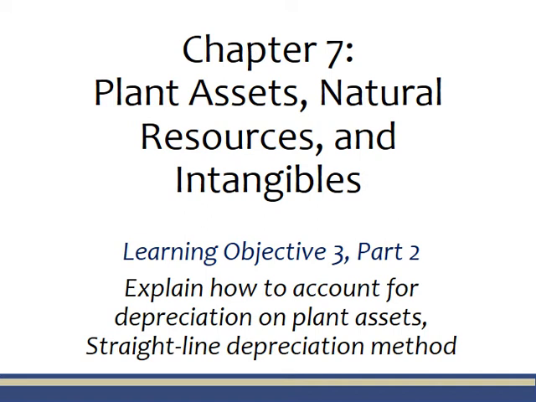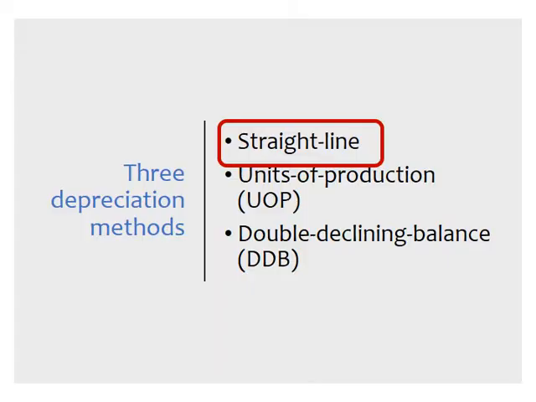This video covers Learning Objective 3, Part 2, Straight-Line Depreciation, in Chapter 7, Plant Assets, Natural Resources, and Intangibles. So let's get started. There are three main depreciation methods, including straight-line, units of production, and double declining balance. We are covering the straight-line method in this video.